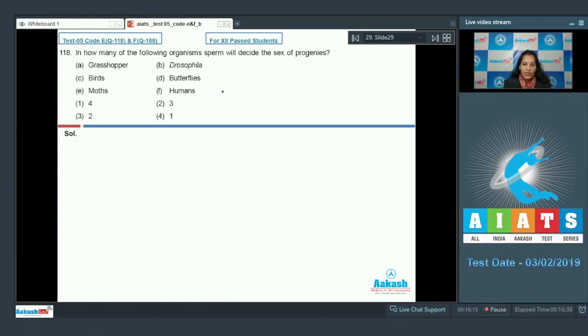So you have to choose the organisms in which males are heterogametic because then they can produce 2 types of sperms and they can decide the sex of the progenies. Drosophila, yes, males are heterogametic. Humans, yes, males are heterogametic. Grasshoppers, yes, males are heterogametic. In all these organisms, males are heterogametic and then they decide the sex of the progenies. In butterflies, birds and moths, females are heterogametic, hence eggs decide the sex of the progenies. So the correct option for the given question is option number 2.